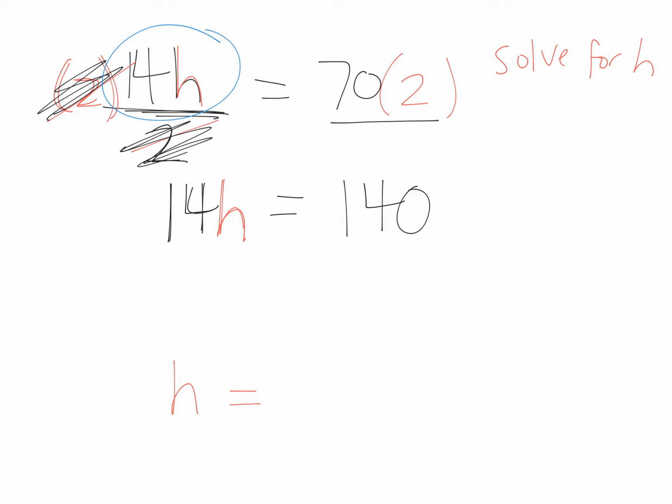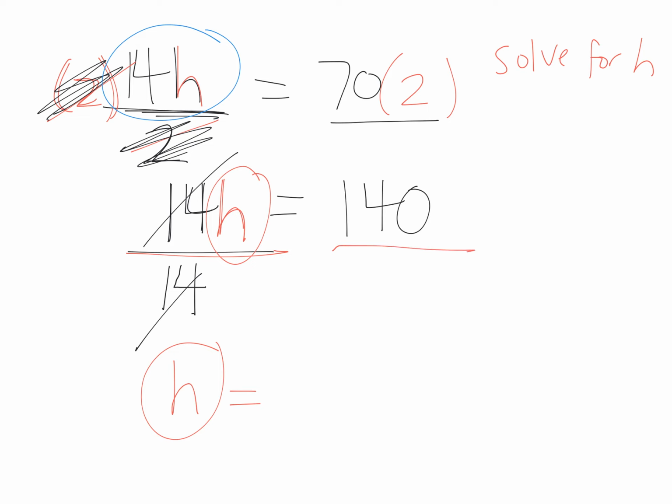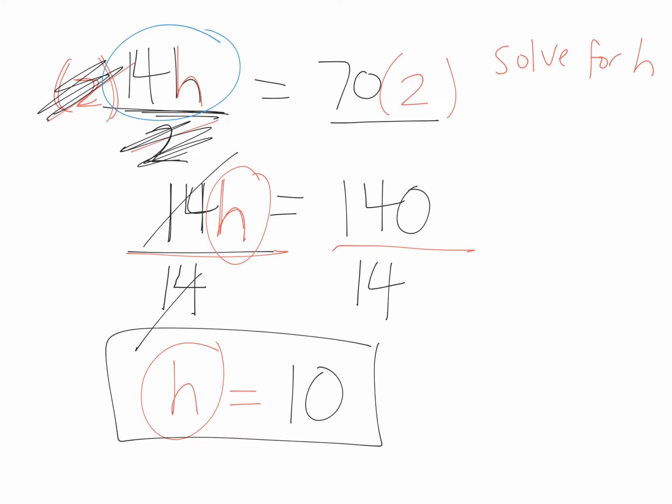We have 14 times H. What's the opposite of multiplying by something? So what do I have to divide by? 14. That's how I get H by itself, right? If I divide the left side by 14, what do I have to do to the right side? Divide it by 14. What is 140 divided by 14? H is equal to 10.